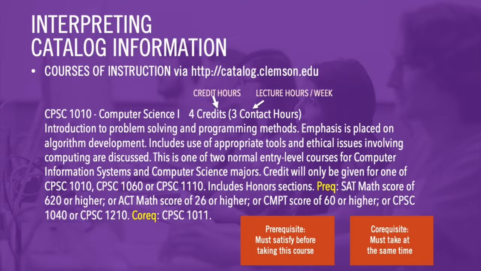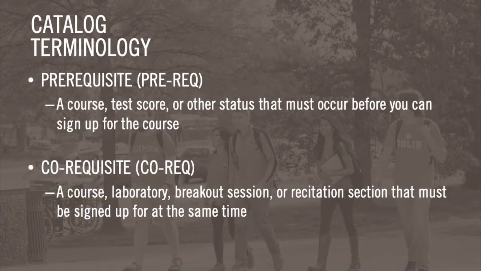Contact hours refers to the number of hours spent in class. For lecture courses, each credit hour corresponds to 50 minutes of in-class instruction. For labs, 1 credit hour corresponds to at least 100 minutes of lab time. A prerequisite is any course that must be completed before you can sign up for a subsequent course. A co-requisite is a course that you must either have successfully taken already or sign up to take at the same time as the other course.